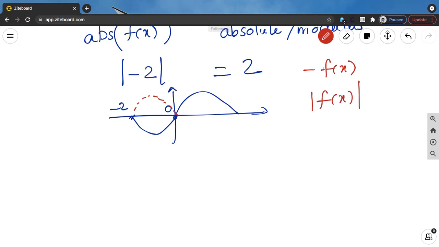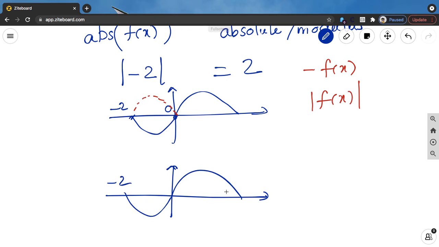Similarly, let's see what is the case when I do f of modulus x. Again, this is my function. I'm not drawing to scale.